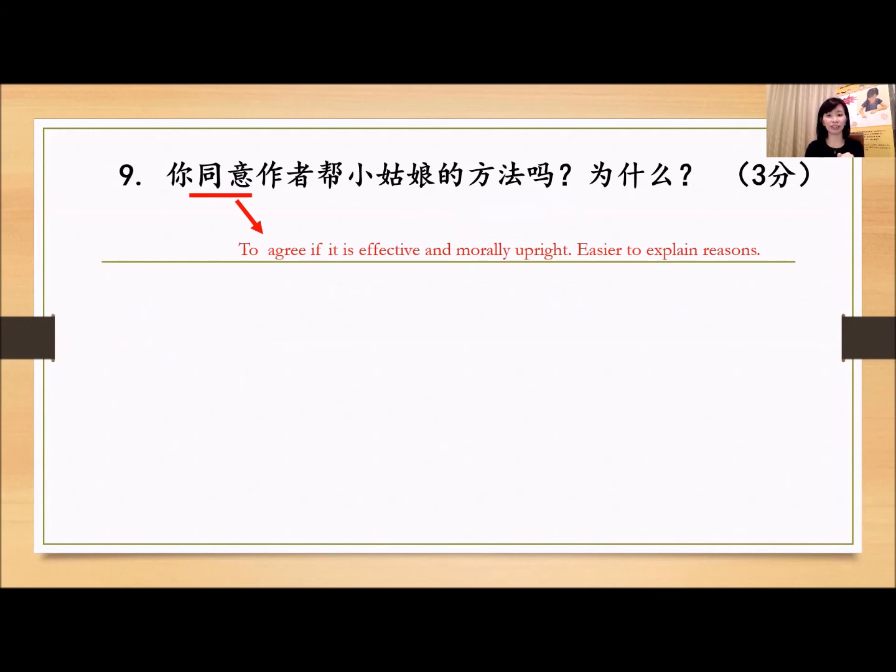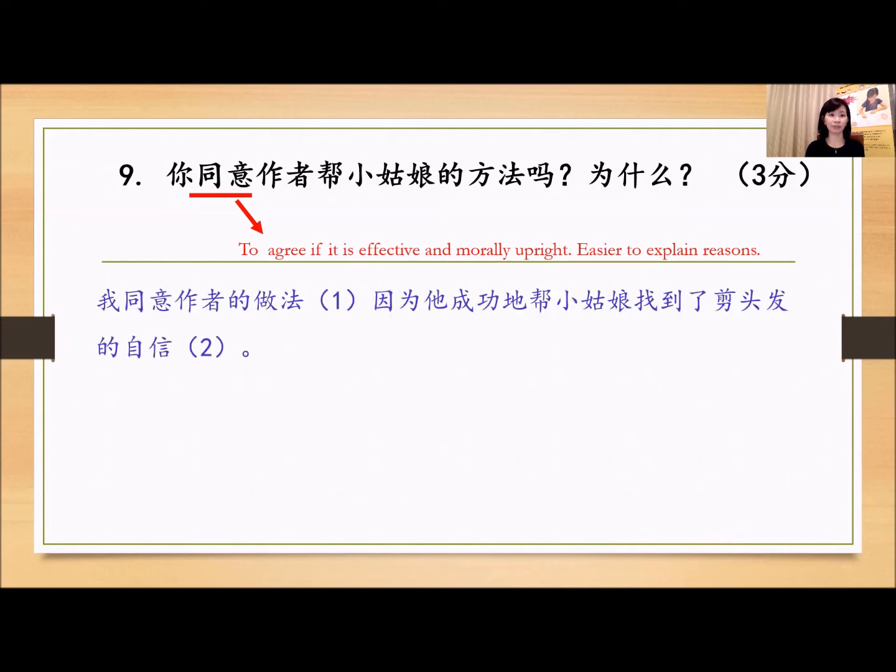Because my reasoning is that it's easier to explain your stand because you can quote what happened in the passage itself. Okay, it's more like there's a guide. But, however, if it is not effective or it is not a correct action, you must disagree with it and state your reason why. All right? So, you can say, for these questions, both are acceptable. Let me explain to you the first type of answering.